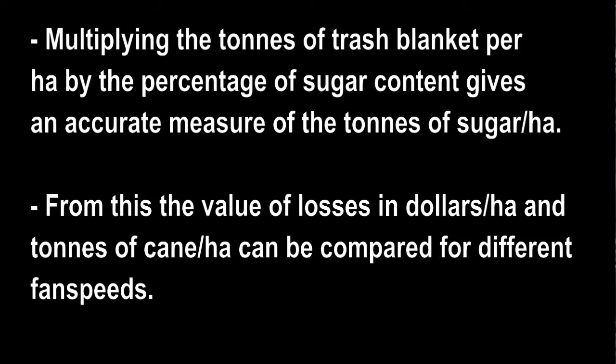The new approach measures the total tonnes per hectare of trash blanket extracted by the harvester and determines the total sugar content of this field residual. The total tonnes sugar per hectare can then be calculated to give a measure of the cost of harvesting losses, in dollars per hectare. By calculating, processing and analysing samples at different fan speeds, the economic impact of extractor settings on yield and net returns can be accurately measured. This information is provided to operators within a few hours.